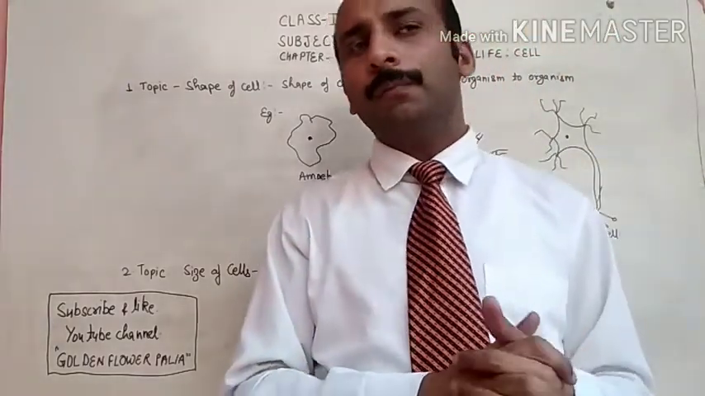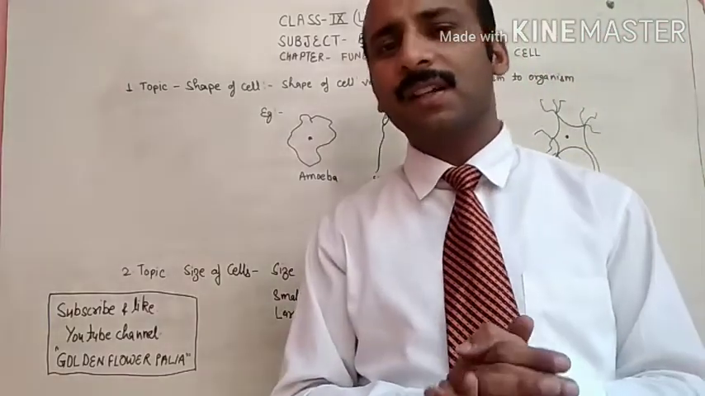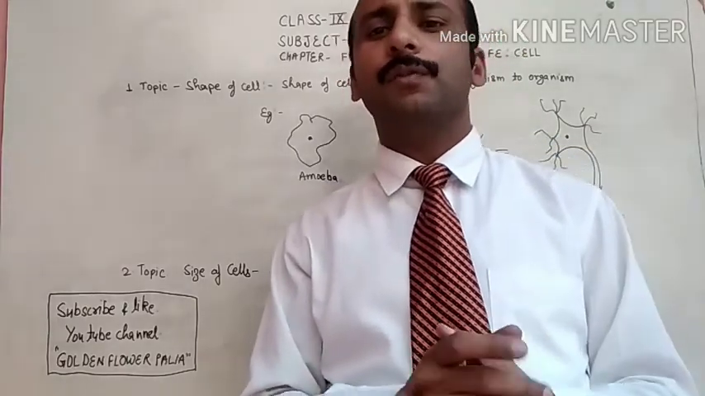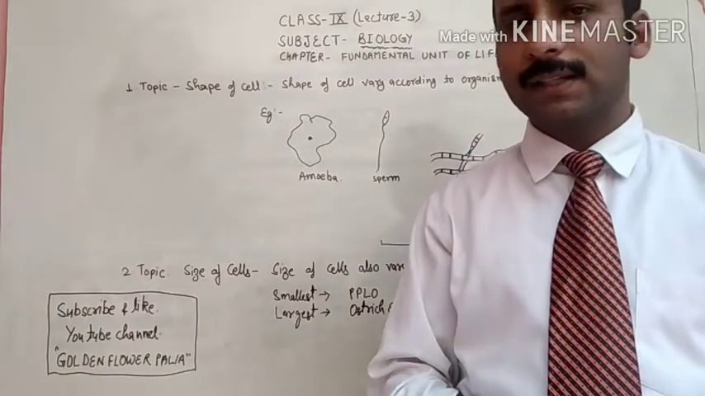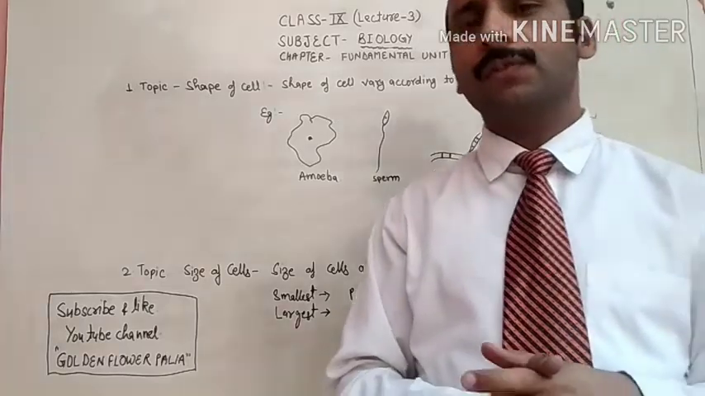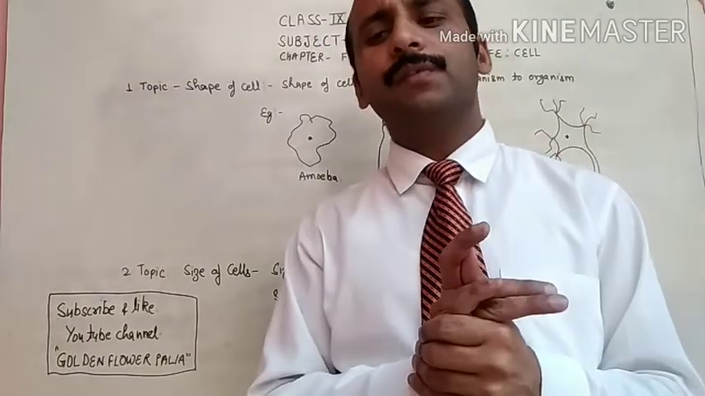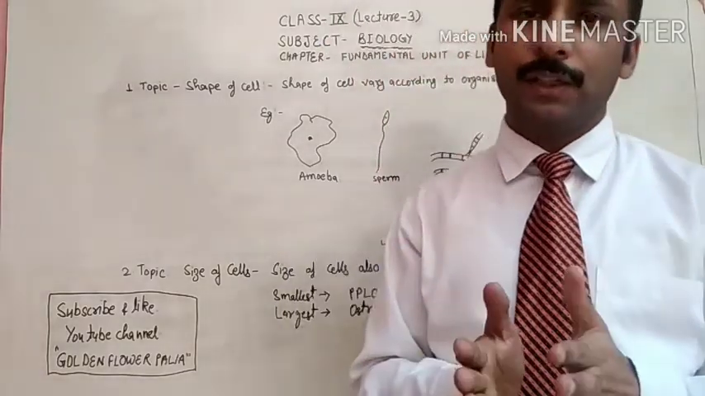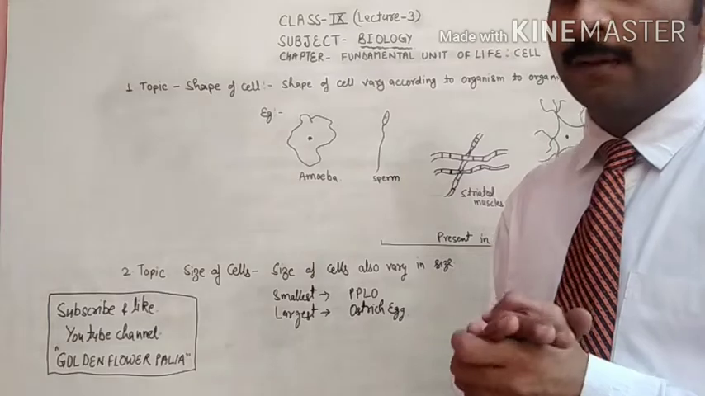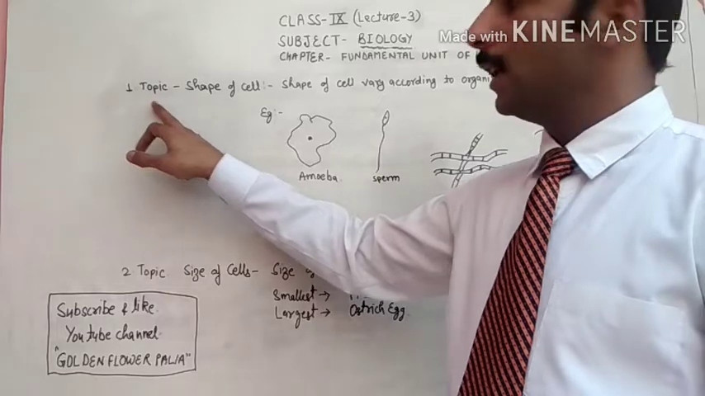Just recall your memory, in the last two videos we have discussed the basic topics related to the chapter: what is the cell, who discovered the cell and how he discovered the cell. And the last topic we studied was the components of the cell. One important topic we studied in the last video was prokaryotic and eukaryotic cells and the differences between them. Today we will start the next topic, the first topic, shape of cell.